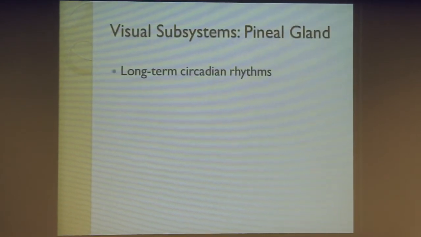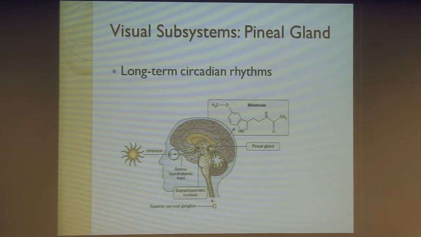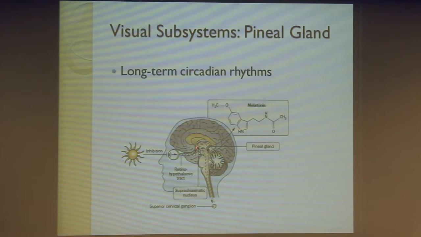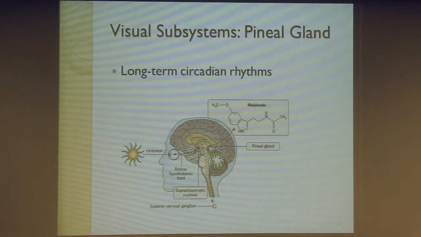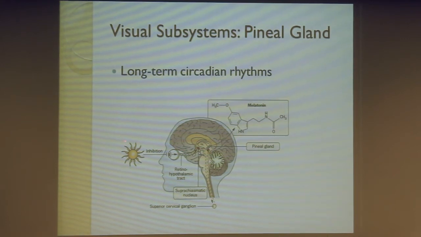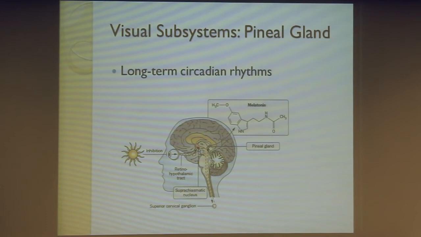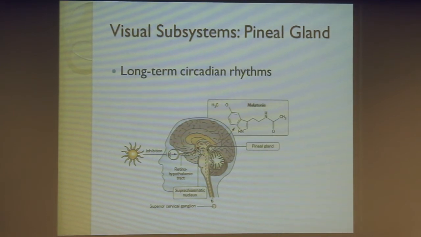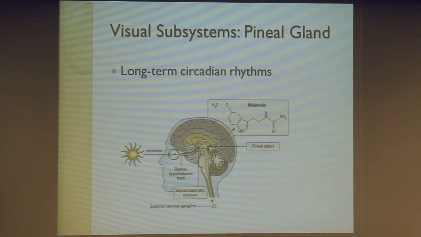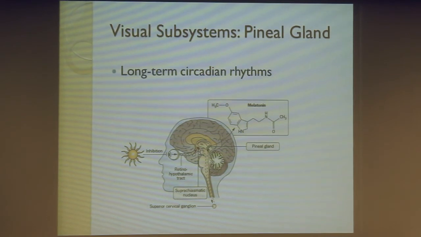And it's very much linked with the pineal gland. So here's the same picture. The information comes in, it goes to the suprachiasmatic nucleus, goes down, comes up again, and that information goes to the pineal gland. Of course, the pineal gland manufactures melatonin, and again affects our sleeping patterns and our long-term circadian rhythms. So that is also a little visual system that we need to be aware of.